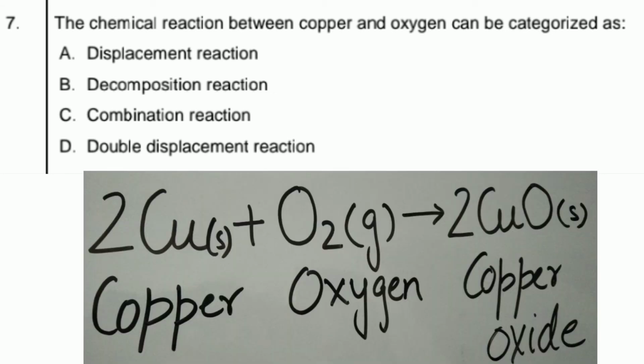Now question number 7 is, the chemical reaction between copper and oxygen can be categorized as, copper combines with oxygen to form copper oxide. Here two elements, copper and oxygen, are combining together to form a single compound, copper oxide. So it is a combination reaction.